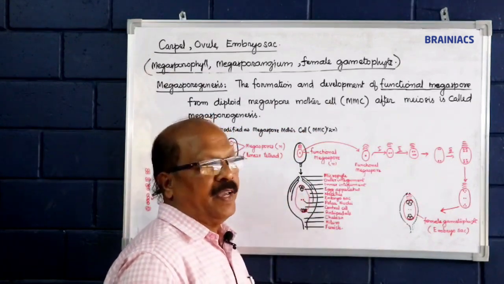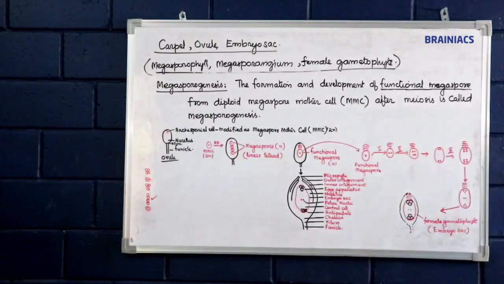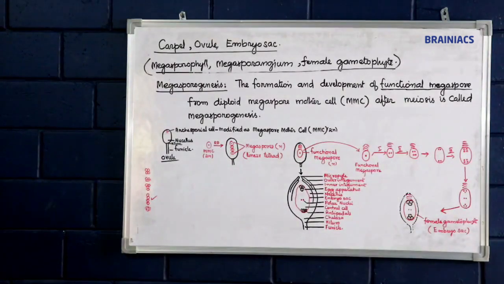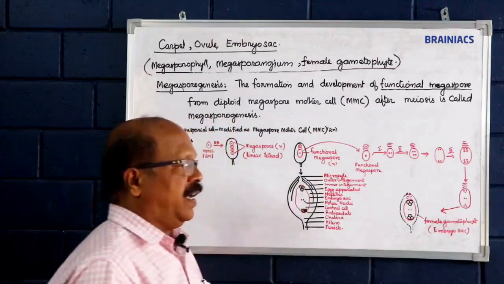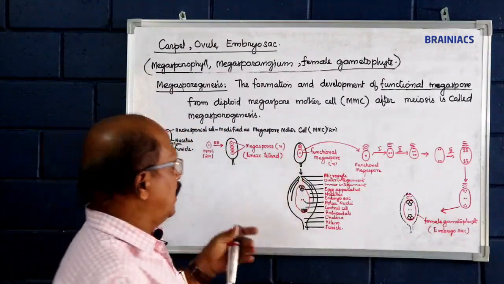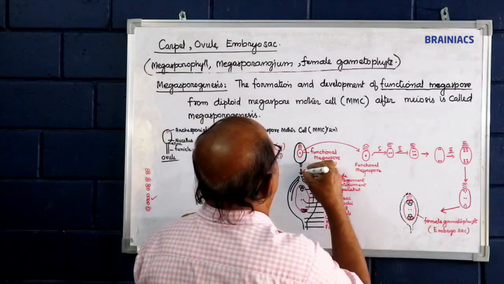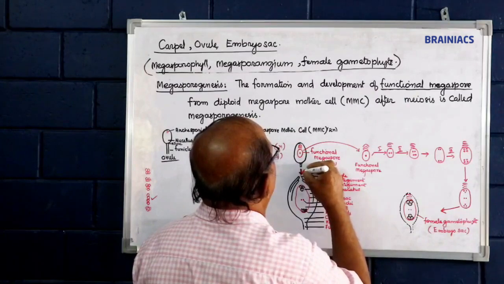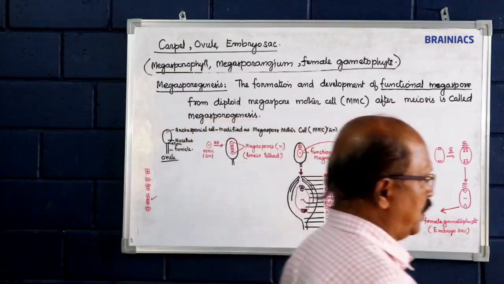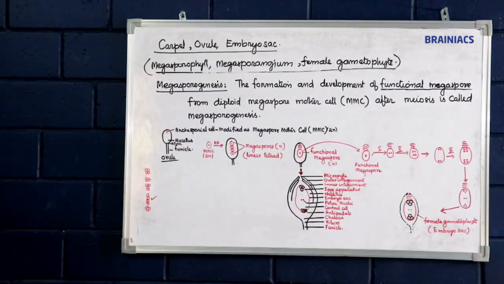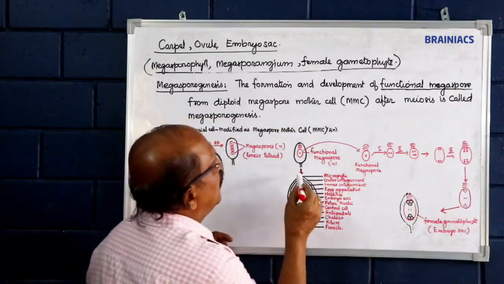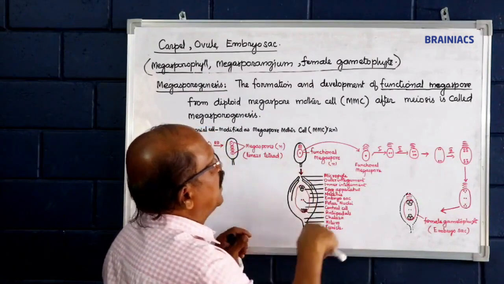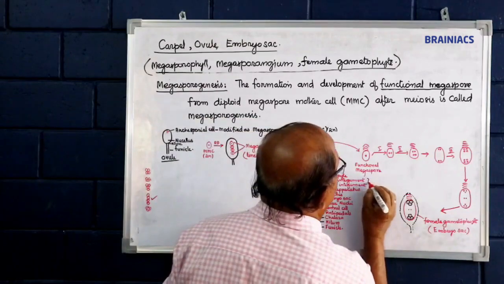These are the parts of a typical ovule. So we know this ovule becomes this. This is the opening called the micropyle. The protective covering is the integument. Integuments.